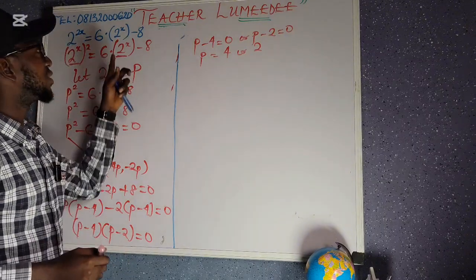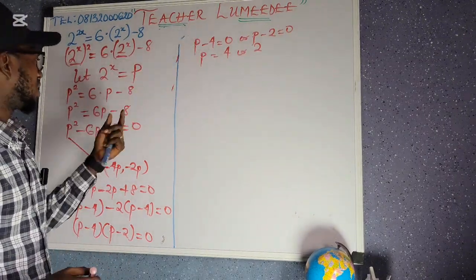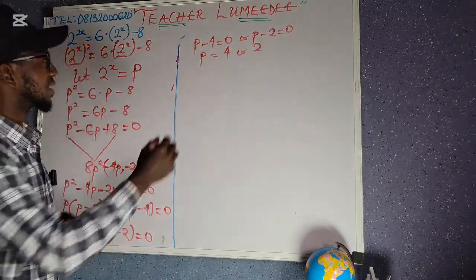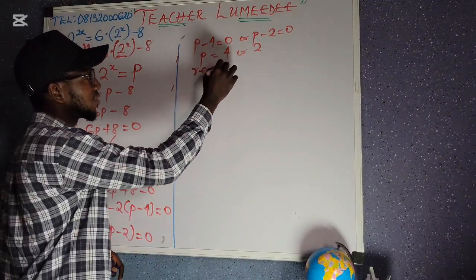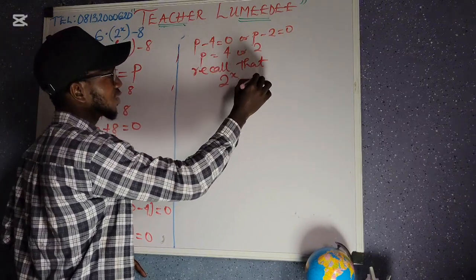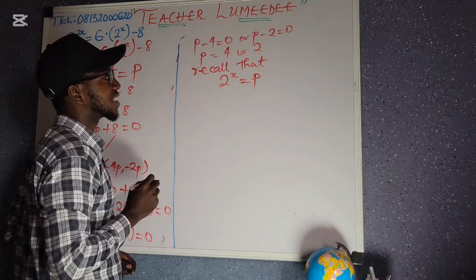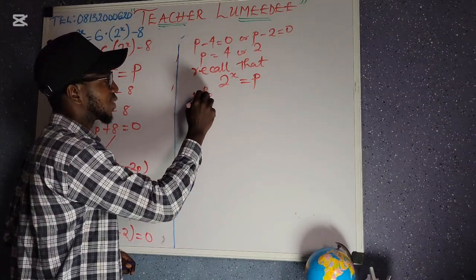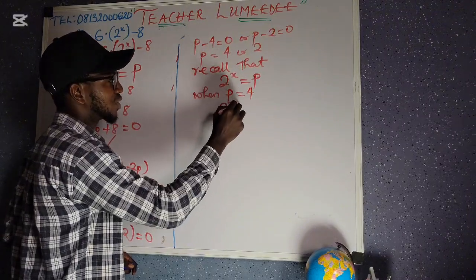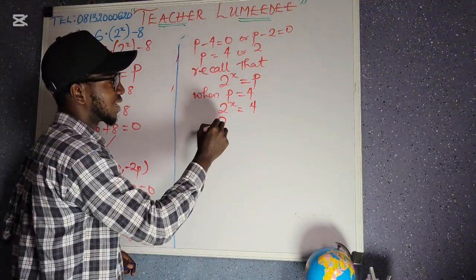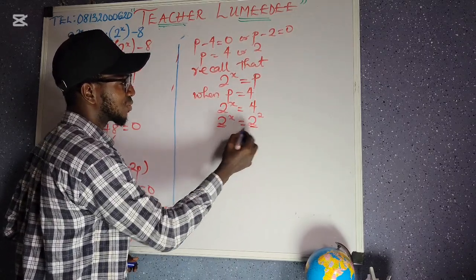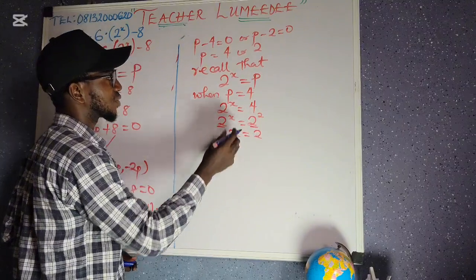Now, you see that in the original question, we were not given p. So we were the one that introduced it. So now we want to go back to solving for x. So we can easily recall that our 2 raised to power x was equals to p. So let's substitute each value one at a time. So we can say when p equals 4, that's this first 4, that means 2 raised to power x is equals to 4. And 2 raised to power x here is 2 raised to power 2. This is base 2 is equals to base 2, so it means x is equals to 2.